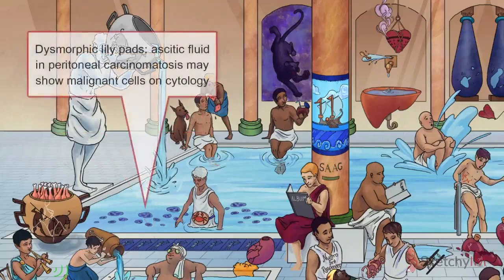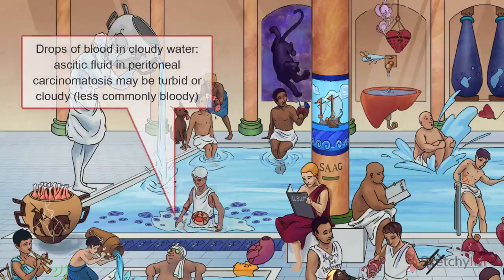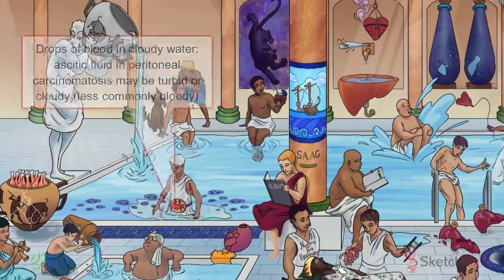Cytology for malignant cells should be sent on all ascitic fluid samples from patients suspected of having malignancy-related ascites. The overall sensitivity of cytology smears for the detection of malignancy-related ascites is 58 to 75%, but will really only be positive if peritoneal carcinomatosis is present. On paracentesis, the ascitic fluid sample may be turbid or cloudy due to the presence of cells, or sometimes even bloody.